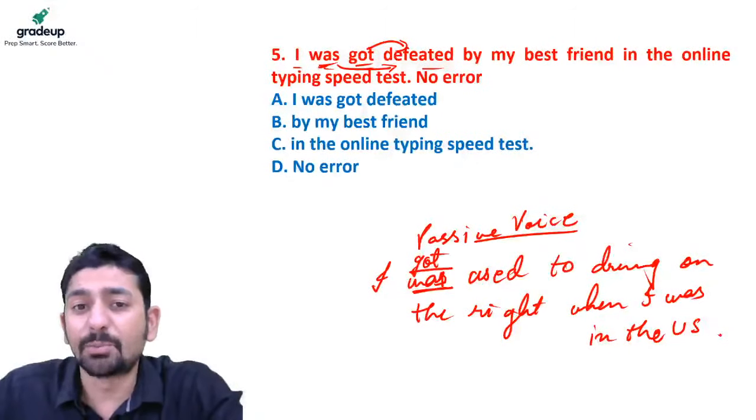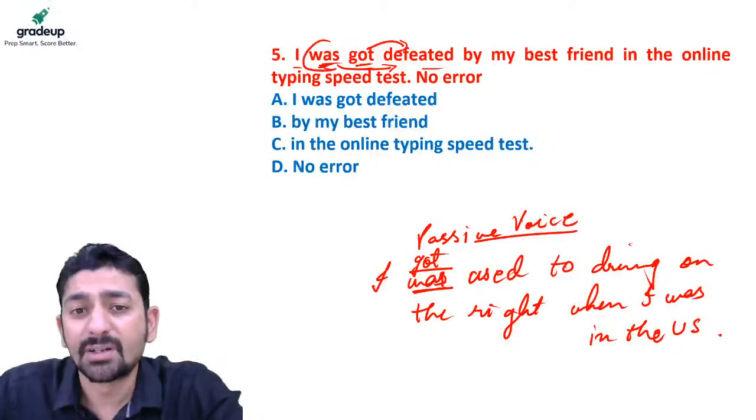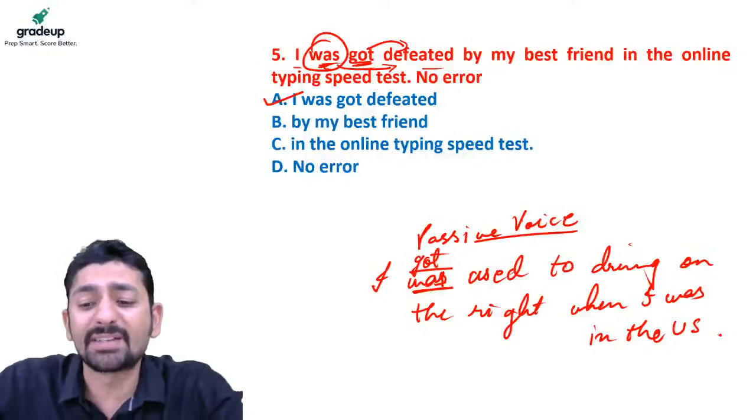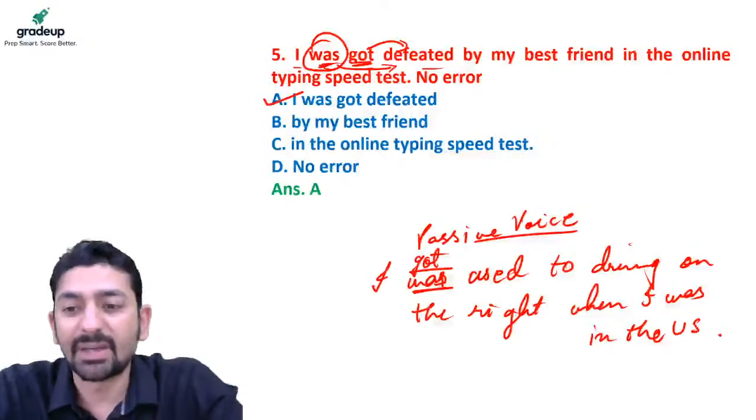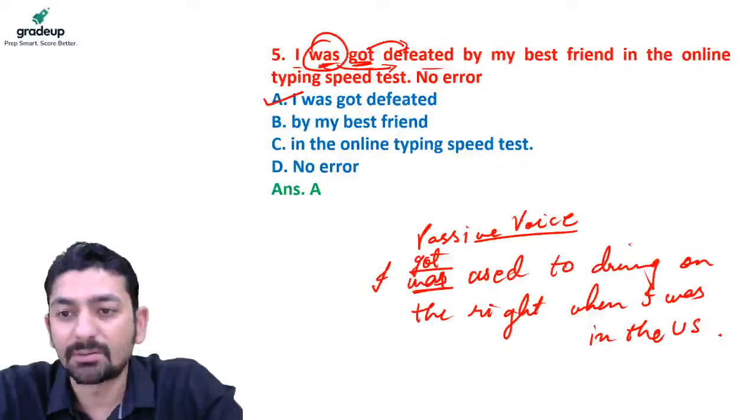So let me tell you both sentences. This is in the passive voice. You either write was or you write got. You cannot write both. So error is in part A. Whosoever said A was absolutely right. Okay, error was in part A. Okay, next question, guys.